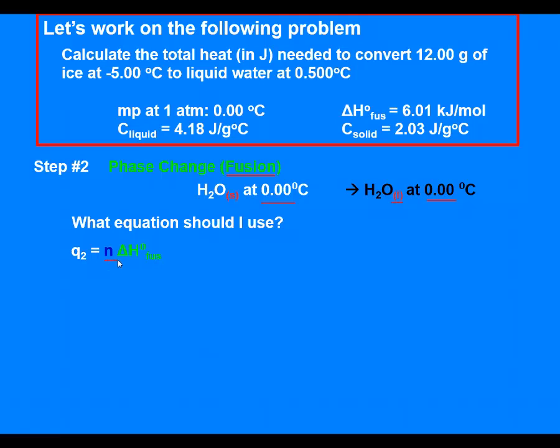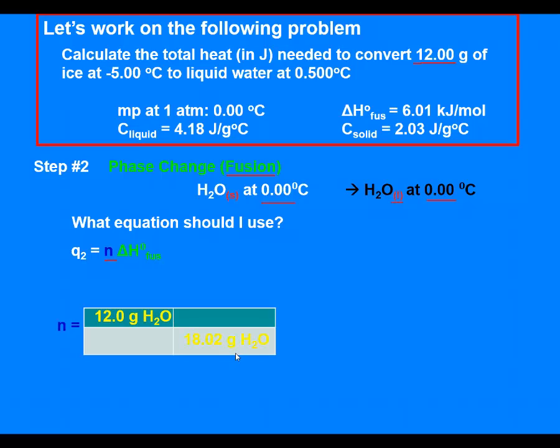Now be careful because in the last calculation we used grams. Now we're using moles. So I'm going to have to go ahead and convert from grams to moles to get this calculation started. But then I'm going to multiply the number of moles of H2O by the enthalpy of the fusion process. So my number of moles for H2O will merely be the 12 grams of water divided by its molar mass, 18.02 grams of water for every 1 mole. So that'll give me 0.665 moles of H2O. I didn't round yet because I didn't want to introduce a rounding error with respect to number of significant figures.